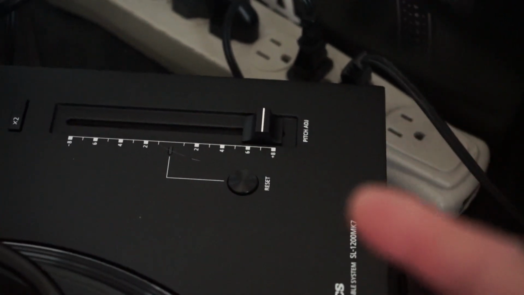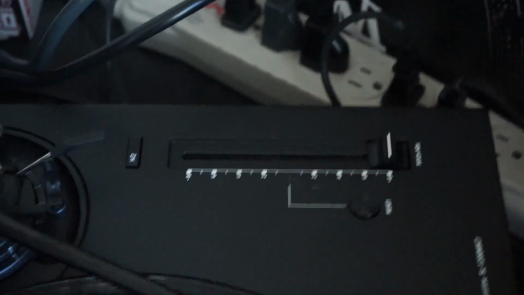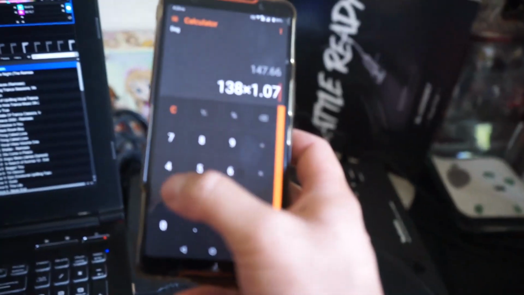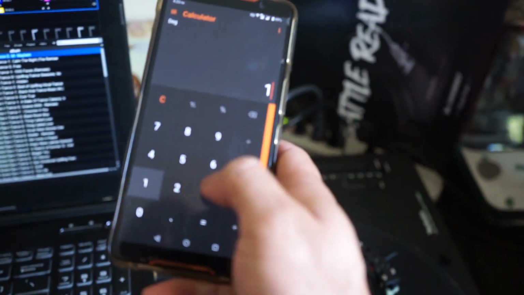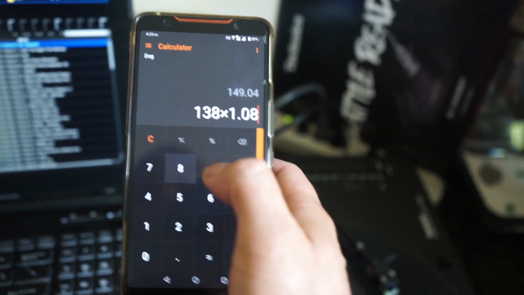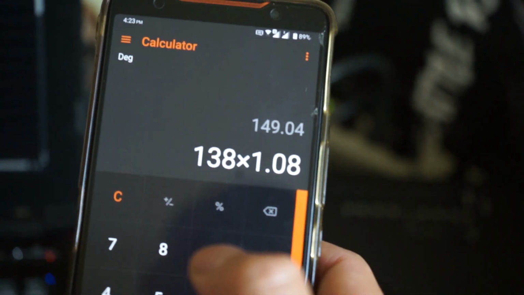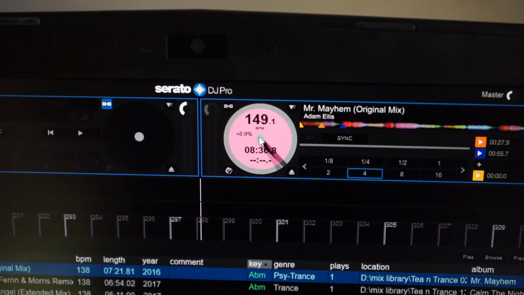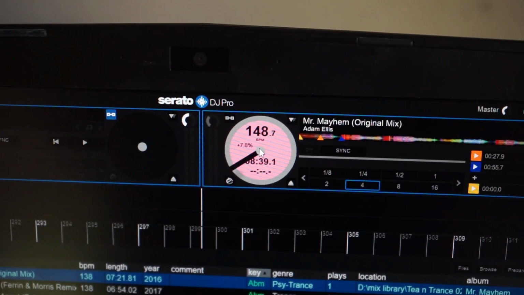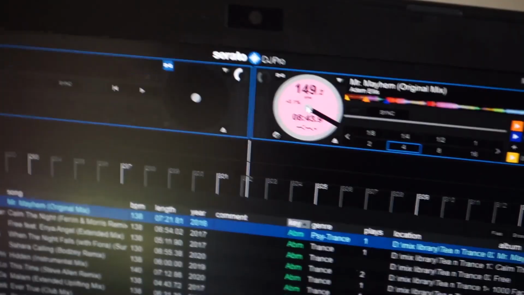Now we're going to move it to plus 8 and see if that makes any changes. So at +8%, what we should be seeing is 138 times 1.08, which should be 149.04. And so we go back here, 148, 149, bouncing between the two. So I guess it's kind of a little bit hard to see if there's really a change there.